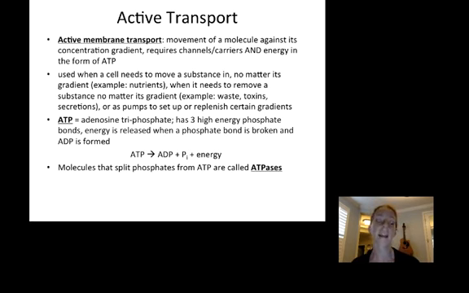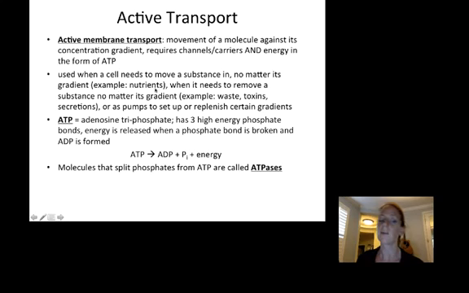Okay, so now on to active membrane transport. Active membrane transport is the movement of a molecule against its concentration gradient. So this is the case where you want to move a molecule no matter what, and it requires channels, carriers, and energy in the form of ATP. This is used when a cell needs to move a substance in, no matter what its gradient.